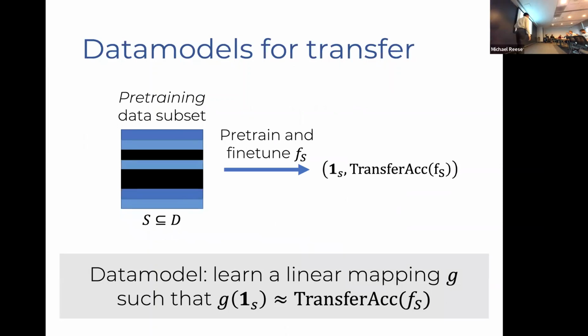And so now the idea is that we're going to take this framework of data models and use it to understand transfer learning. Okay, so it looks very similar. We're going to take, for now, our pre-training data. We're going to look at subsets of our pre-training data. We're going to pre-train and fine-tune to get the transfer accuracy, and then fit a data model, a linear model here, to predict your transfer accuracy from the data that you've included in your pre-training.